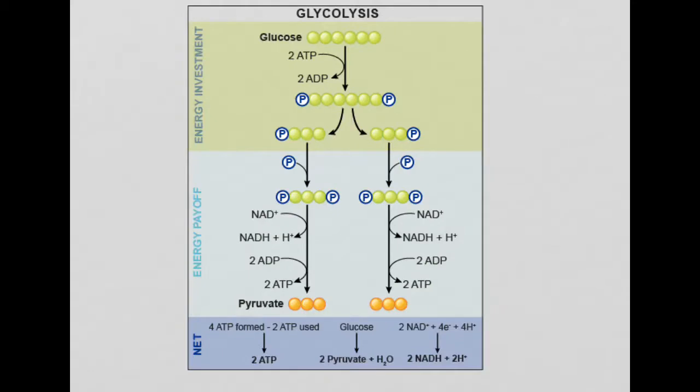So here's a nice pretty diagram drawing exactly what I drew on the other slide for you, showing you that in this upper portion we need to invest energy, right? That's in the form of ATP. And then in the second portion down below, we're going to be able to create ATP. So that's our energy payoff. And again, it shows you the net formation that we have.